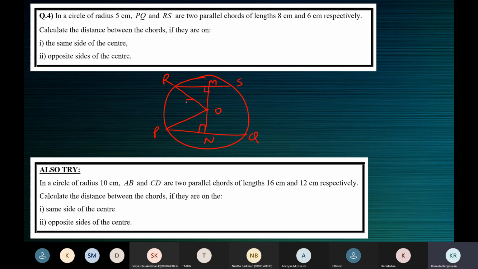So radius is 5. And then RS will be half of 6, so 3. This is half of 8, which is 4. So 5, 4, you will get 3 here by Pythagoras theorem. 3, 5, you will get 4 here. So the distance between the two chords is 4 plus 3, 7 centimeters.